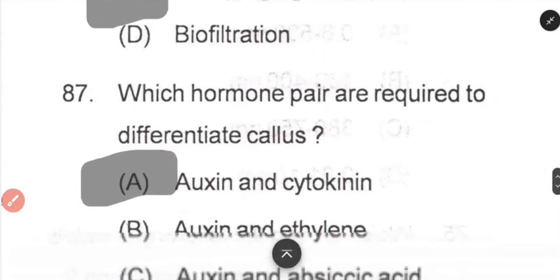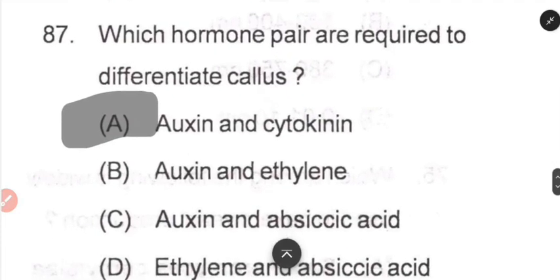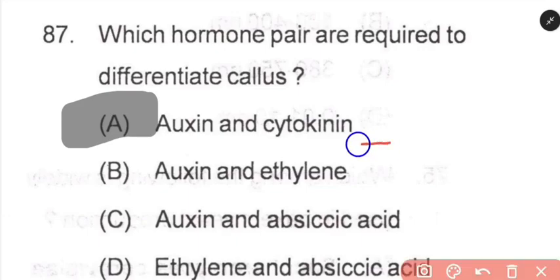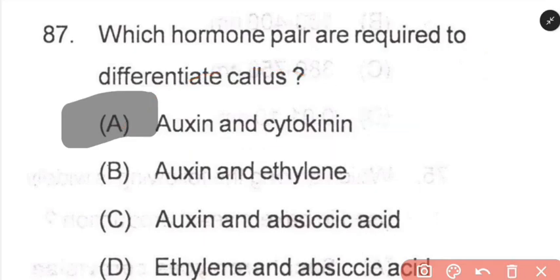Which hormone pair is required to differentiate callus? So what is callus? Callus is a mass of undifferentiated cells developed from pluripotent cells. So we add particular auxins and cytokinins to differentiate these cells into our required types of cells. This is called auxins and cytokinins, and their ratio is also fixed for a particular purpose. So we use this hormone pair.